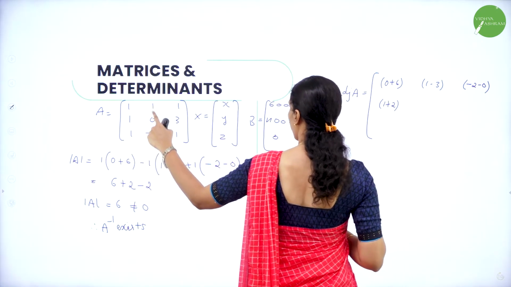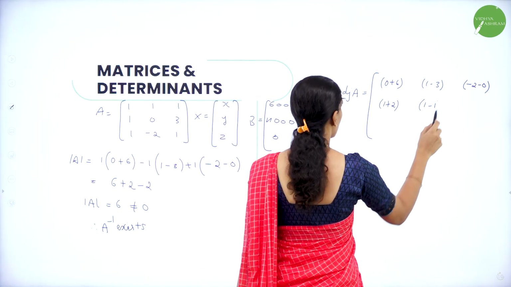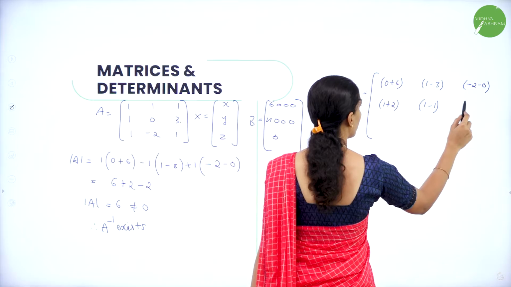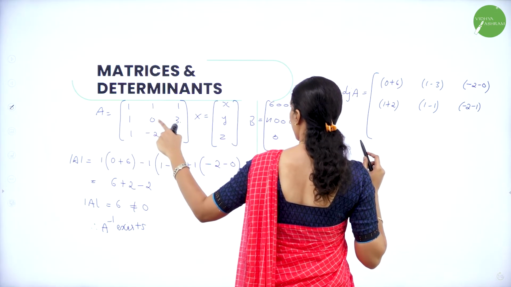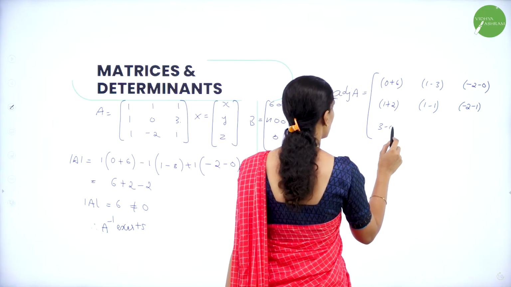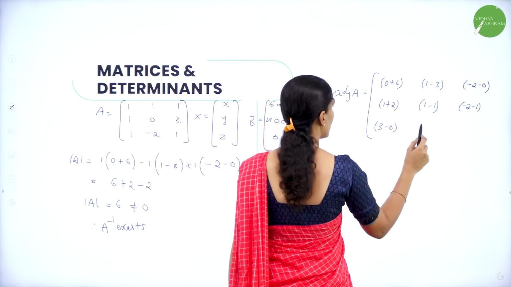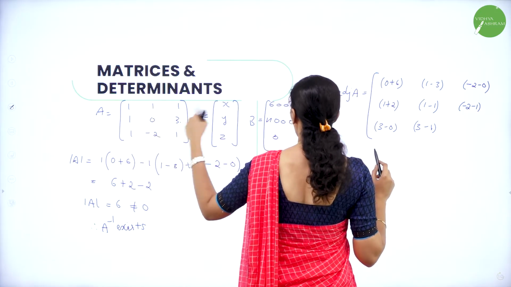Next we need for 0, so delete the row and column. 1 minus 1 we have. Next for this 3, we have minus 2 minus 1. Next for 1, it is 3 minus 0. Next for minus 2, it is 3 minus 1. Next for 1, it is 0 minus 1.